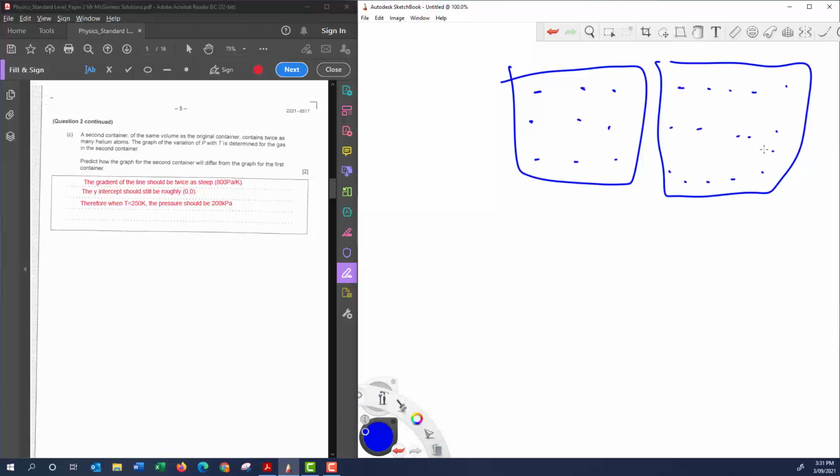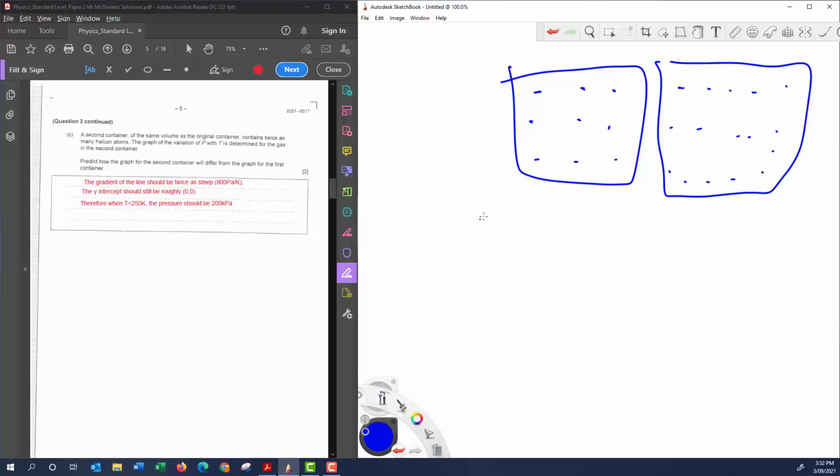So if we have a think about it, if the temperature is the same, that means these particles are moving at the same speed as these ones, but the volume is the same. These ones are going to be striking the walls twice as often, just because there's twice as many of them compared to this. So that means the pressure is going to be doubled at a given temperature. So for the same temperature, the pressure should be doubled.